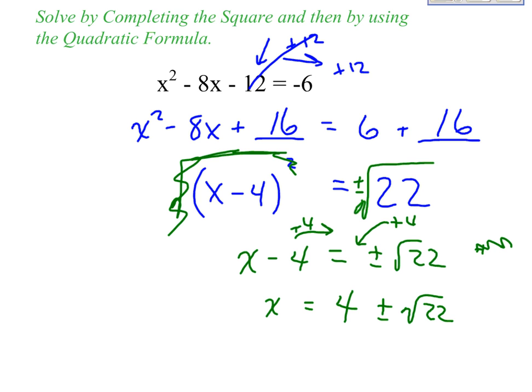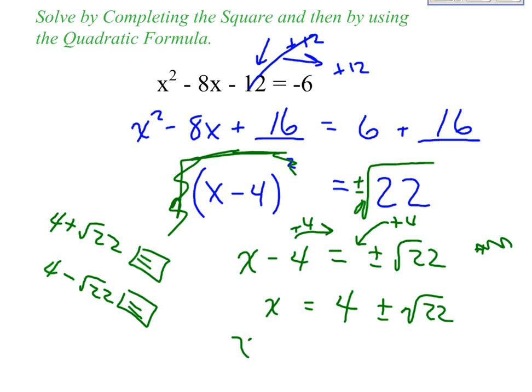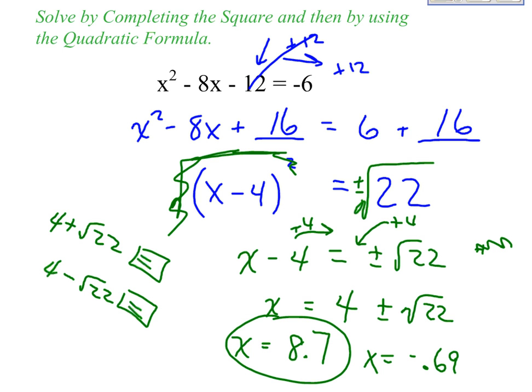So in my calculator, I'm going to type in 4 plus the square root of 22, get an answer, and 4 minus the square root of 22, and get an answer. My two answers should be 8.7, but I'm rounding it approximately, and negative 0.69. So two answers. Put an or there if you'd like. All right. Hopefully we'll get the same answer when we do it using the quadratic formula.